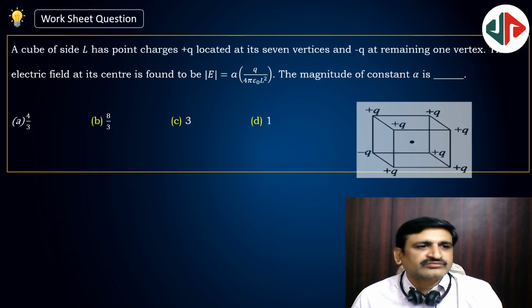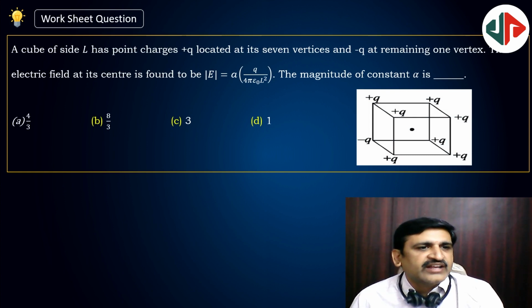Next. A cube of side L has a point charge Q located at 7 vertices.